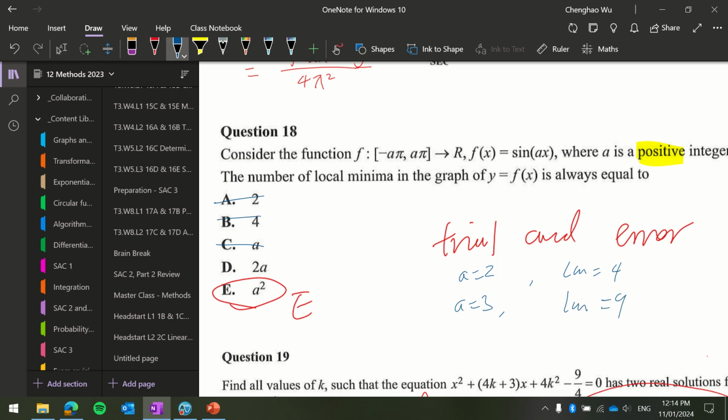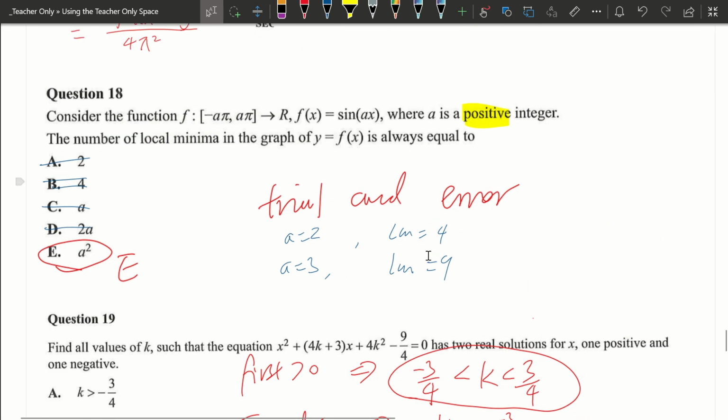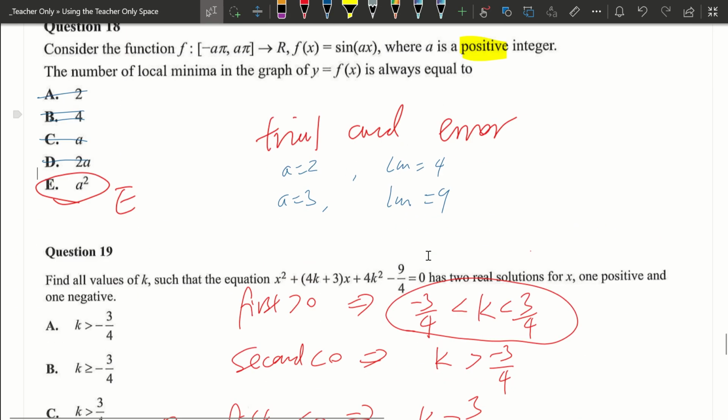So that's gone. That's definitely not true. 2 times A, 2 times 3 is 6. But it's not 6, it's 9. So that's gone. And so E is the answer. So 3, A squared, which is 3 squared, it's 9. So that's good. You can keep going. You can keep trying A equals 4 and so on. And the answer should be E.